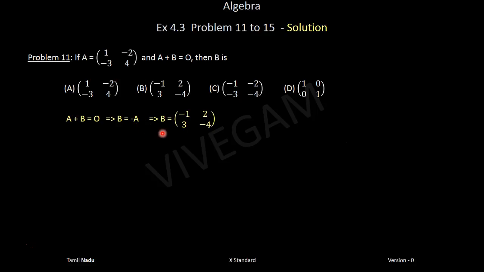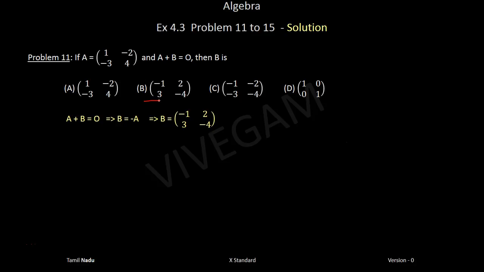So B will be equal to, you'll have to multiply each and every element of A with minus 1. So it will become minus 1. Minus into minus, this will become 2, and this will become 3, and this will become minus 4. Each and every element of this must be multiplied by minus 1. So this is our B. And which option is this? Minus 1, 3, minus 4. That is option B.